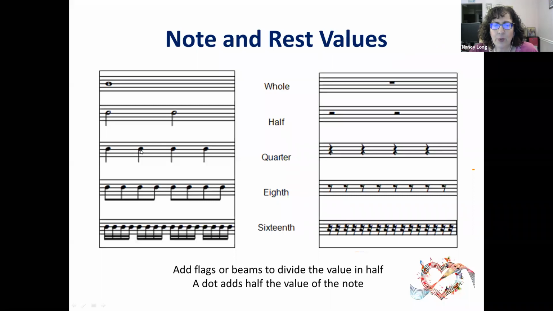One thing to add is that when we put a dot, and we will have some dots in the examples that we'll be looking at in a bit, when you put a dot, it adds half the value of the note that the dot is sitting on. So a half note, which is worth 2 beats, if it's dotted, it's suddenly worth 3 beats. A quarter note that has a dot is not worth 1 beat, it's worth 1.5. And then you have to make up the other half with eighth notes or 16th notes.